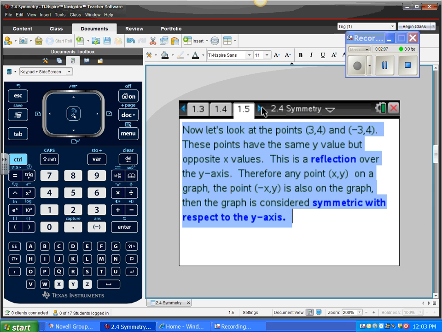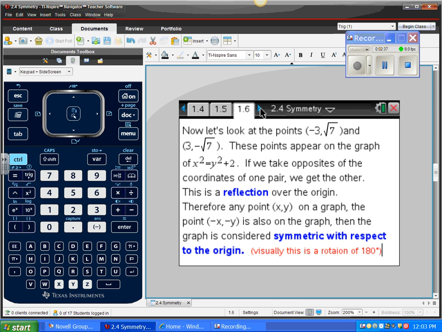Okay. Very similar to that, if I have the points (3, 4) and (-3, 4), they have the same y value but opposite x values. This is also a reflection, but it's a reflection over the y-axis. So the rule for that, (x, y) becomes (-x, y). So essentially we're just negating the x. So reflect over the y, negate the x. Reflect over the x, negate the y. Okay? Mathematically we say that it's symmetric with respect to the y-axis.